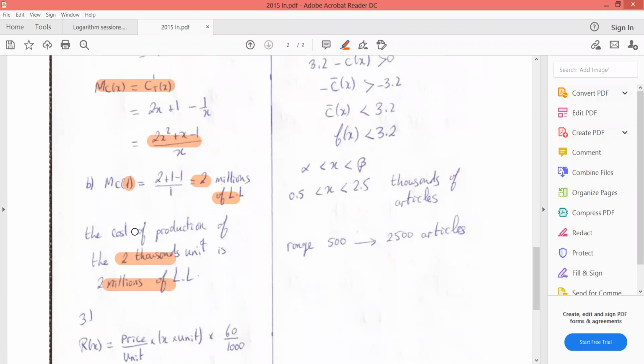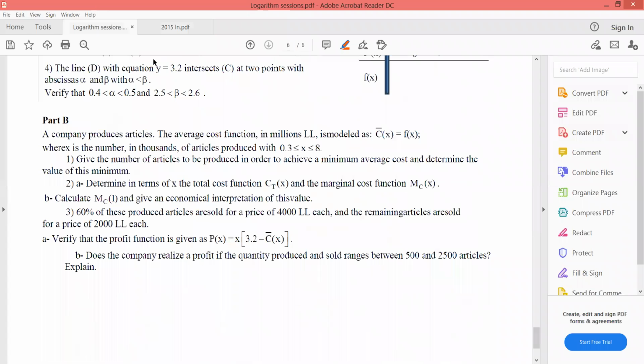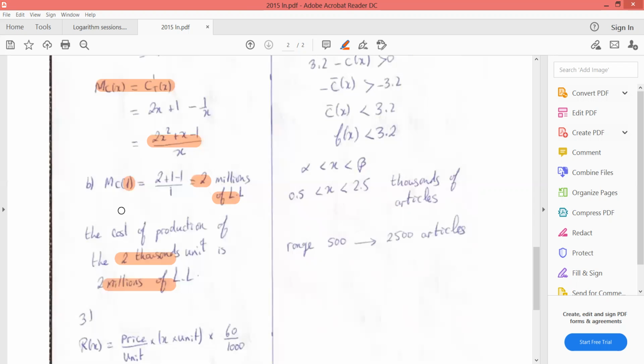Shall I repeat it while you understand it? So by definition, the economical interpretation of the marginal cost is the cost of production of the x plus 1th unit. We increase x by one, so the cost of production of the 2000th unit is 2 millions of Lebanese lira.